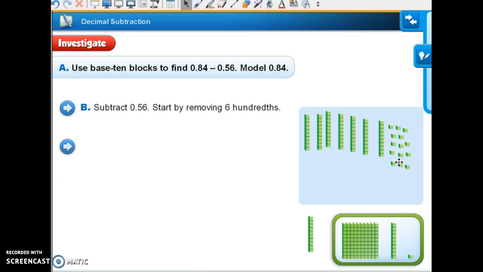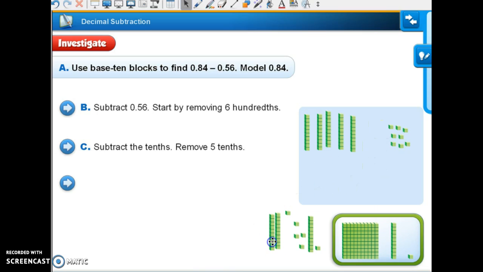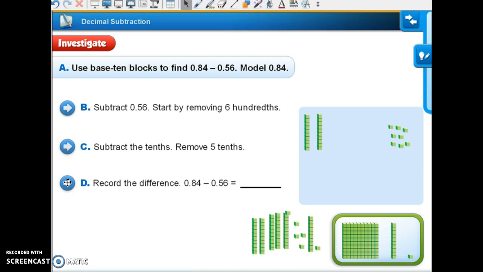Okay, so now start by removing 6 hundredths. Then it says subtract the tenths. How many tenths am I taking away? 5 of those. Five of those. Record the difference. I don't have any ones blocks.